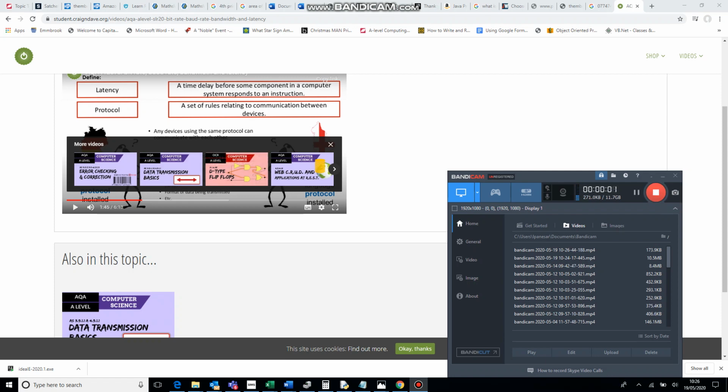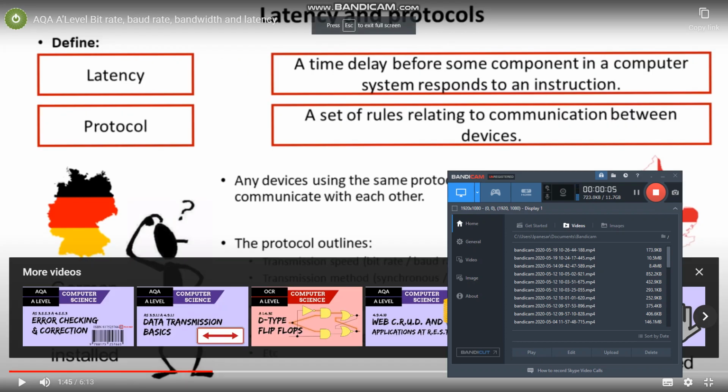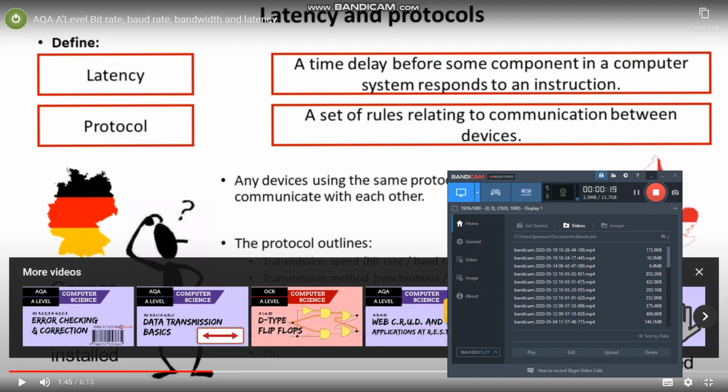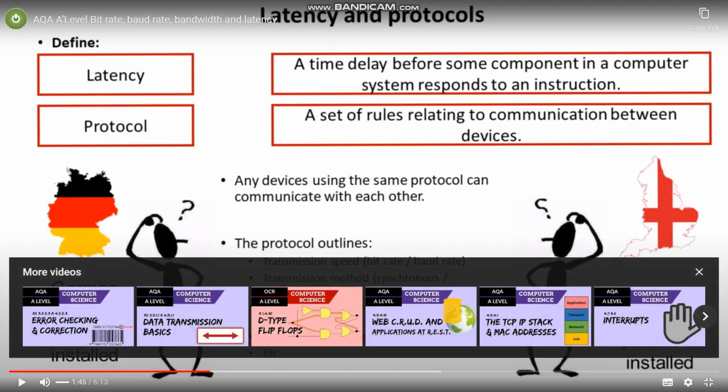Morning everyone. So what I thought I'd do today is just talk you through some of the concepts for Mr. Colatis's work around bit rate and baud rate. What I've done is taken the Craig and Dave video, and what I've decided to do is let the video run and then explain different parts as it comes around. So I hope this is useful.